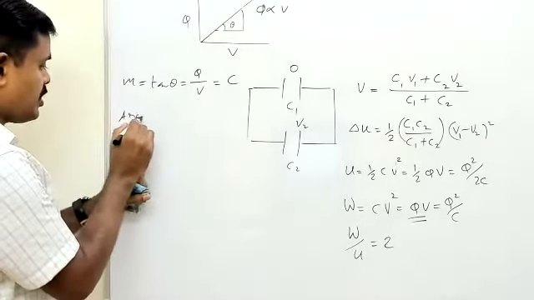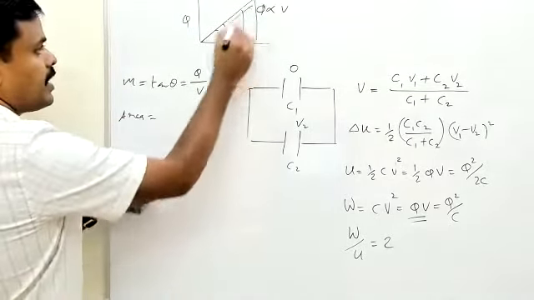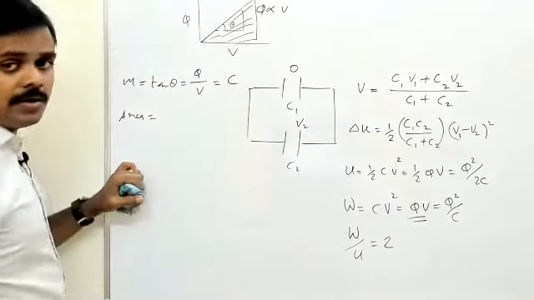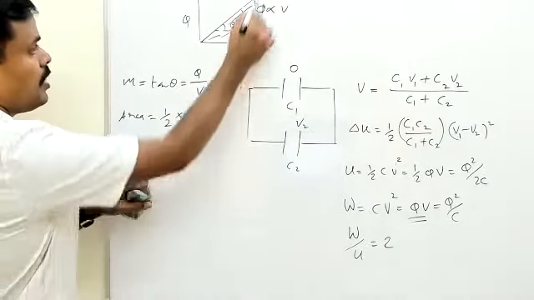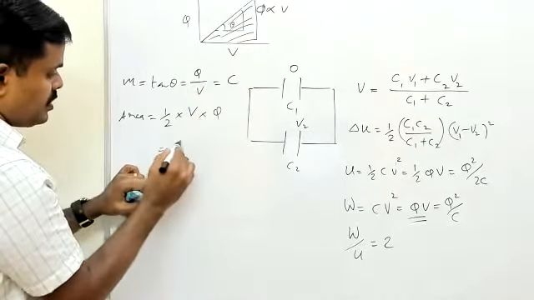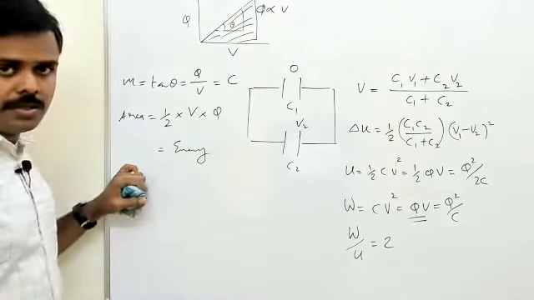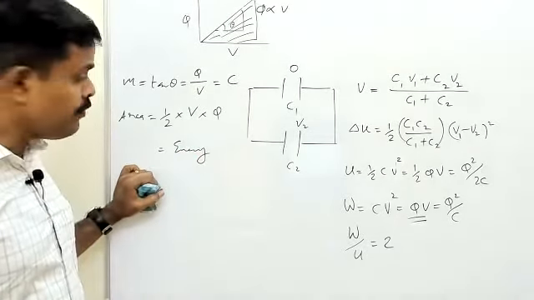What is the area under the graph? Area, it looks like a triangle, right? What is the area of the triangle? Half into base into height, half QV, which is energy stored.